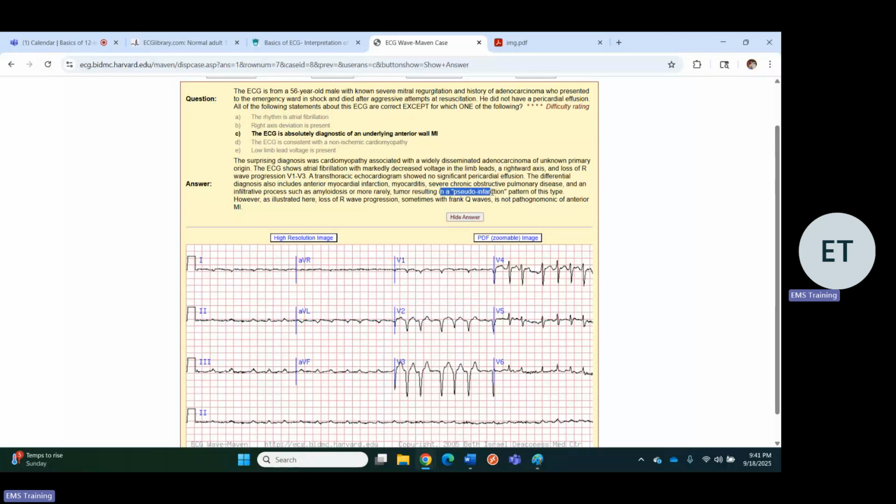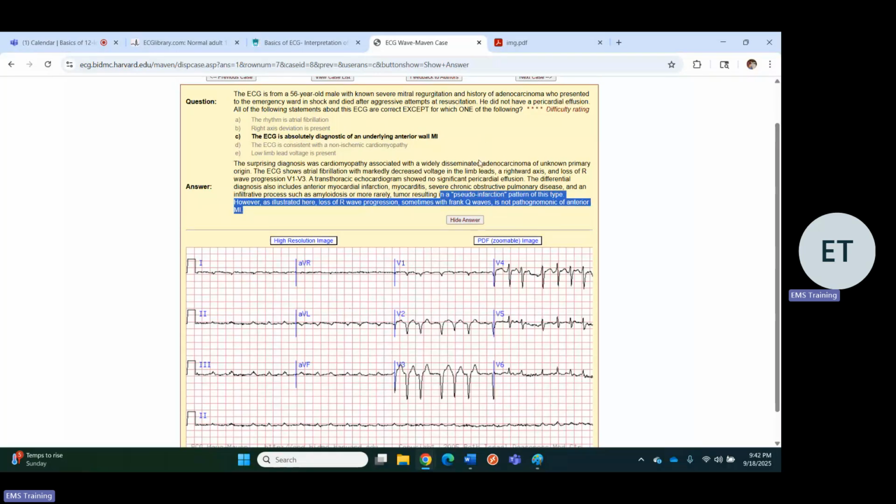I don't know, that's kind of what it seemed like to me on first glance. However, as illustrated here, loss of R wave progression, sometimes with frank Q waves, is not pathognomonic of anterior MI. I don't really see any frank Q waves because the gain is so poor, but maybe here.